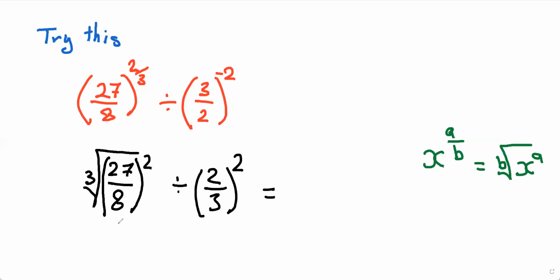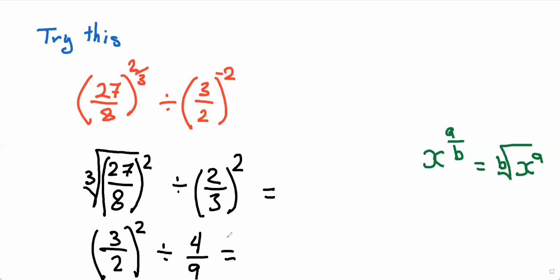So cube rooting 27 is the number that multiplied by itself gives you 27, that's 3. And the cube root of 8, it's 2. And that is squared divided by, here we could just apply the square to both of these. So 2 squared is 4 and 3 squared is 9, which equals, the square is gonna apply to the 3 and the 2. So we're gonna have 9/4 because 3 squared is 9 and 2 squared is 4, divided by 4/9.